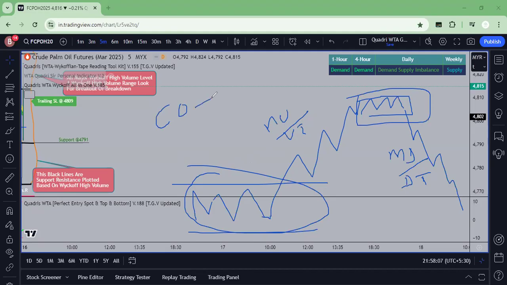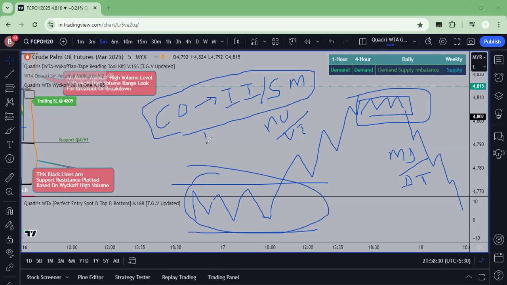Wyckoff's composite operator is what we normally refer to as institutional investors, or smart money. There are many terms coined by many traders, and everything boils down to one thing: identifying the buying demand and supply based on how the people with deep pockets plan their trades.